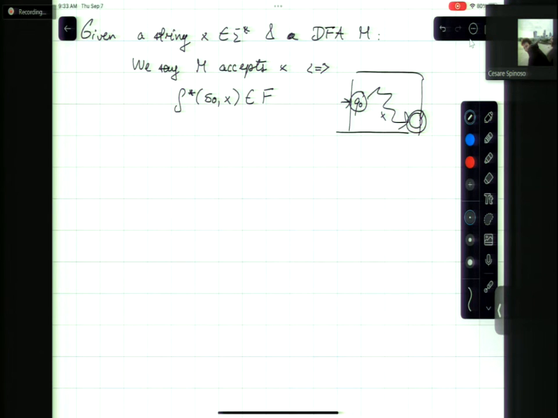No, they're all equally important. So the question was, it seems like the formal definition of the DFA is silly. Why don't we just use delta star? You need all of the other parts of the definition for delta star to work. So everything's important. Any questions about this?